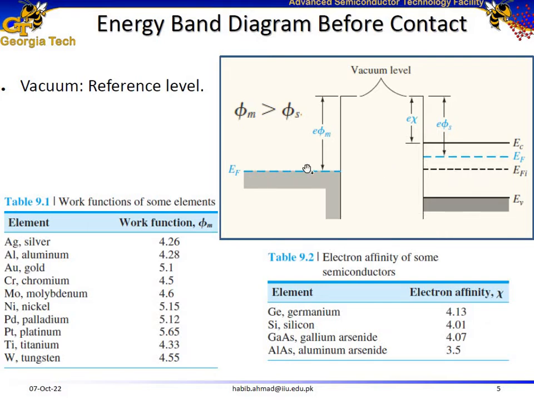Now in this case, in order to make a Schottky contact to an n-type semiconductor material, one of the primary conditions is that the metal work function should be higher as compared to the semiconductor work function. As you can see over here, here is your metal work function, and this is higher as compared to the semiconductor work function over here.